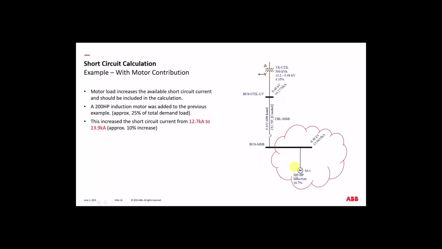In EasyPower, I just added the motor to the same circuit, and now I came up with 13.9 kA. So I went from 12.7 kA to 13.9 kA, about a 10% increase. It's a decent increase, but you're still in the same essential range of low-end interrupting rated equipment. You haven't really shot into a new category.